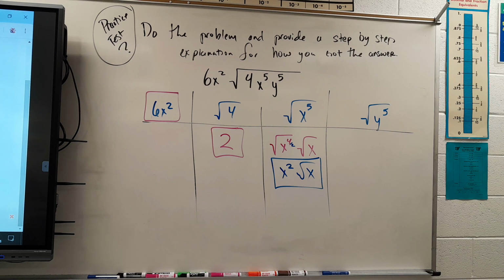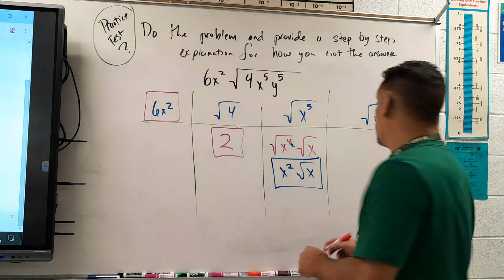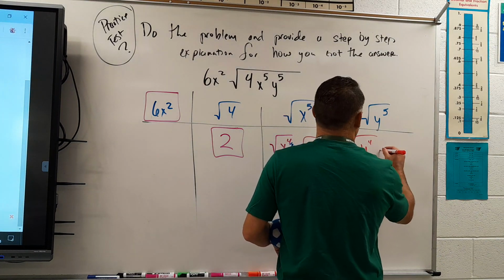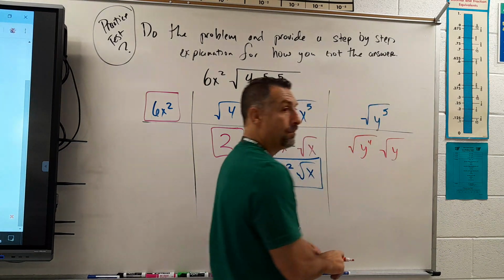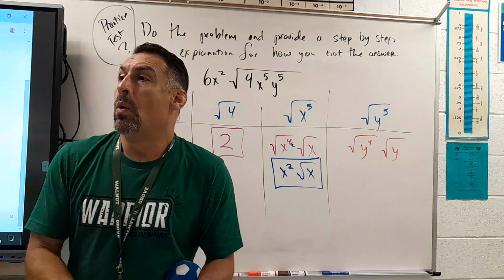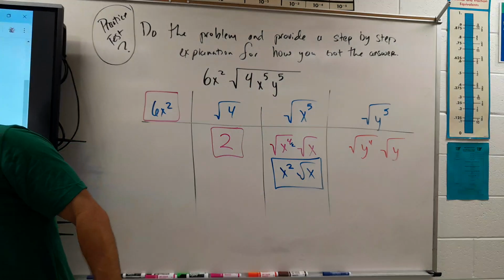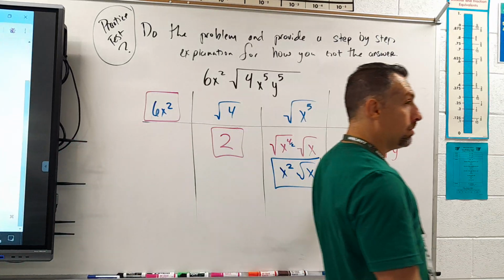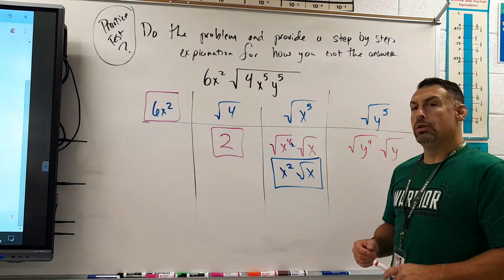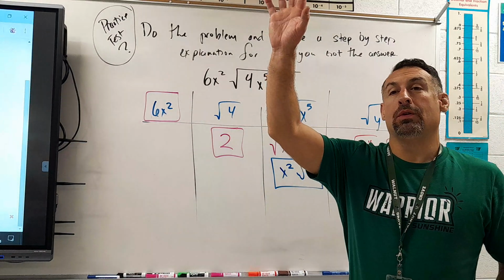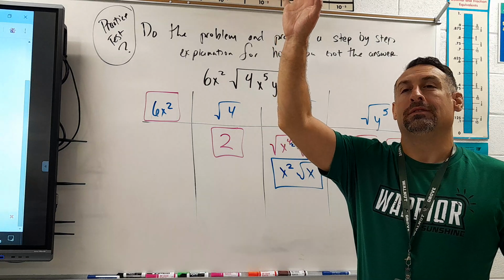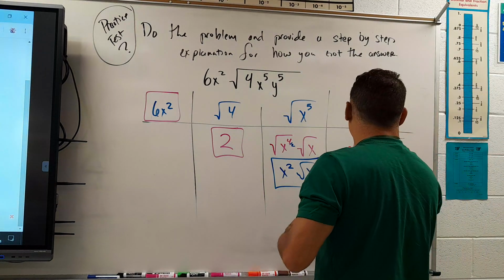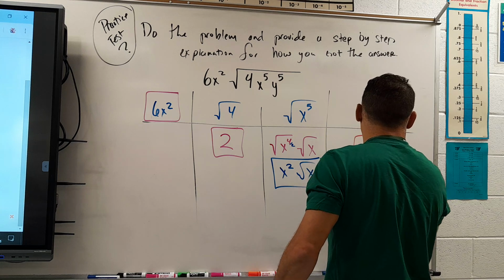Yeah, so we do the odd rule. So we get the square root of y to the 4 and the square root of y. Okay, what do I do next, Alex? You divide the exponent by 2. Which one? The 4. Perfect. So we get y squared root y.